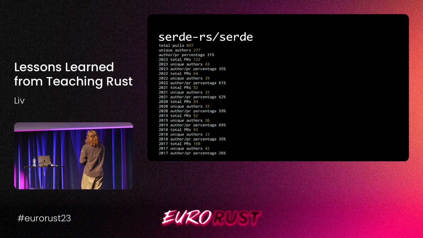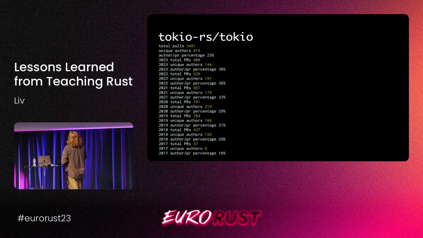So this is nice. Let's take another project. Let's say Tokio, for example. Tokio has a lot more pull requests, which means it's a lot more actively worked on, I think. But it only has a 23% percentage, and it doesn't hit 50%.